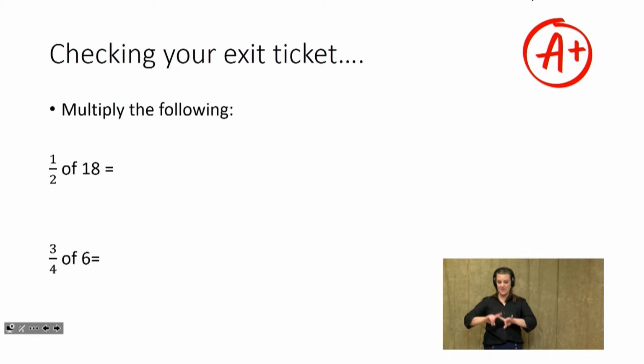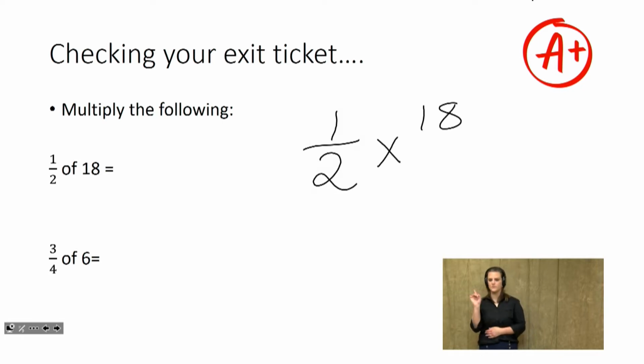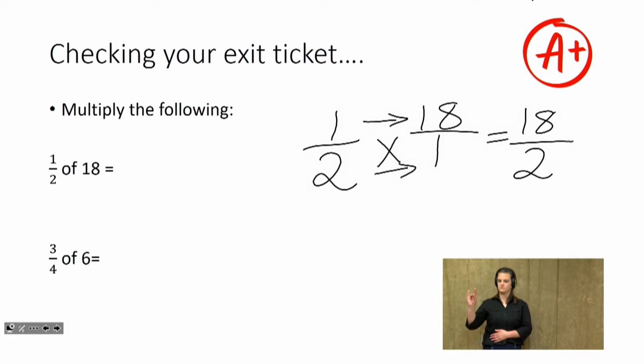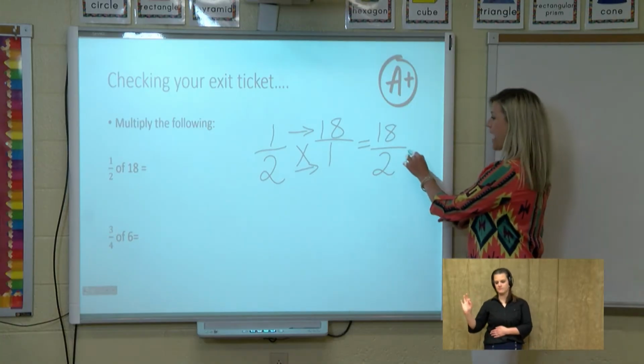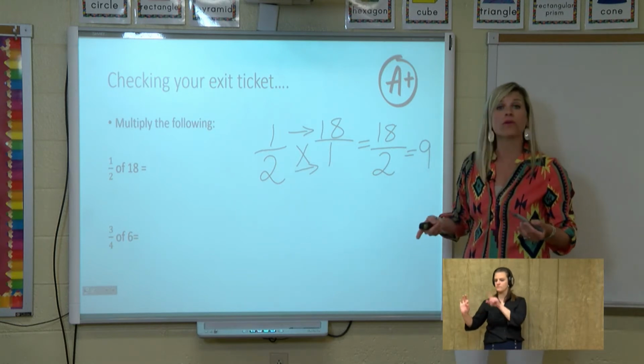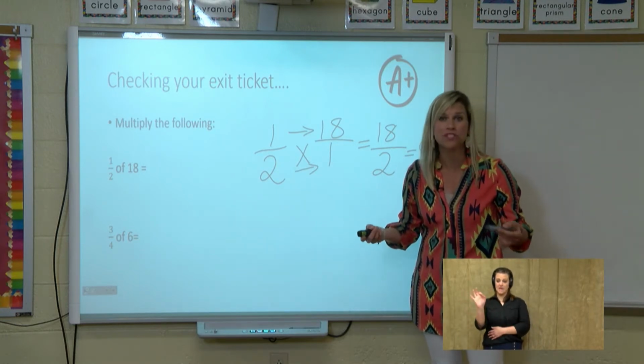But if we were going to do the standard way to multiply a fraction by a whole number, we would simply have 1/2 times 18 over 1. Remember, 18 over 1 is 18, because 18 divided by 1 is 18. And when you do your standard multiplication, you have 18 halves, or 18 over 2. 18 divided by 2 is 9. So half of 18 is 9, and you probably already know that anyway, because 9 doubled is 18.